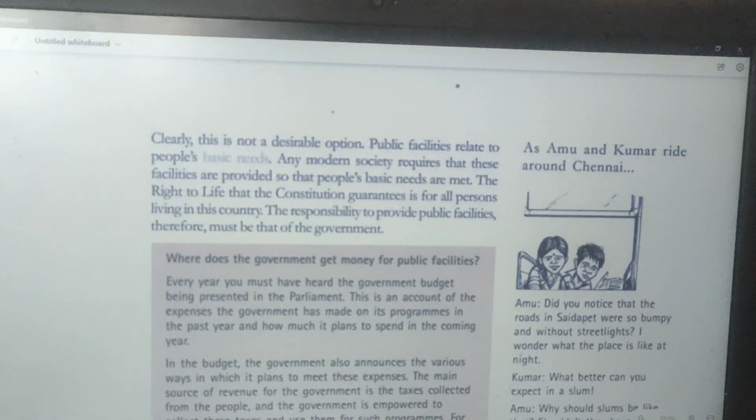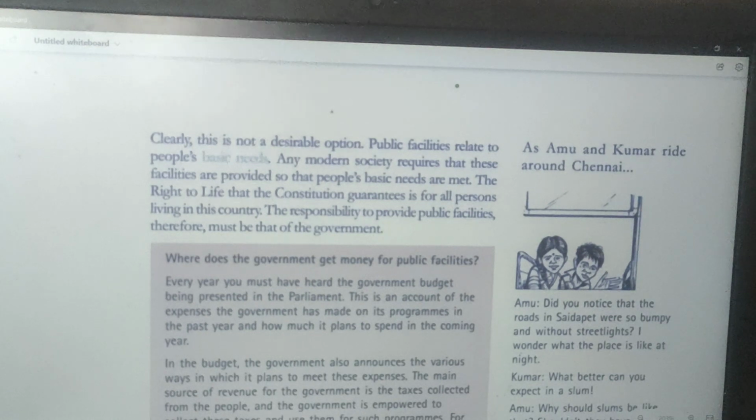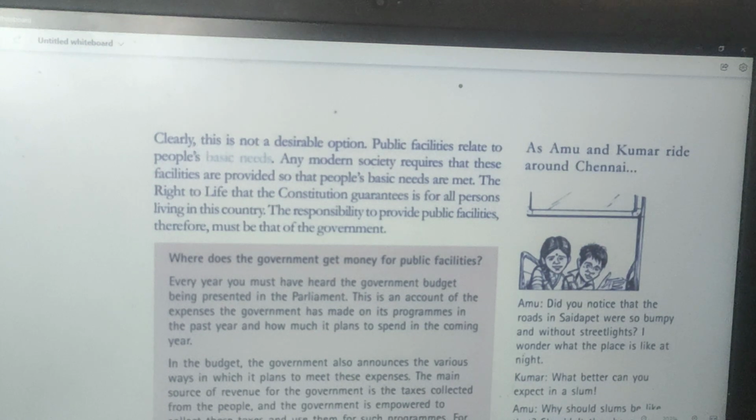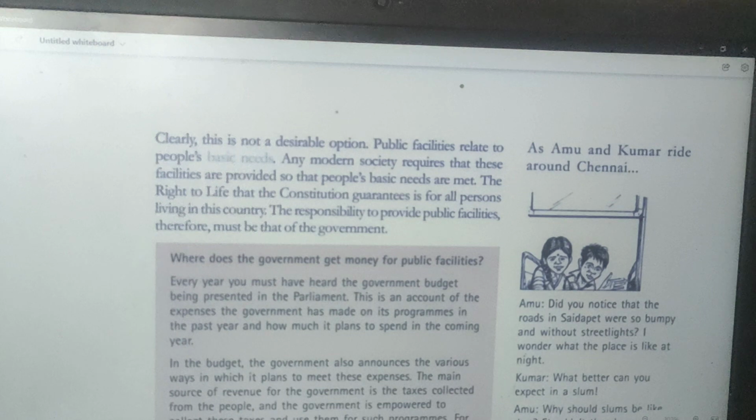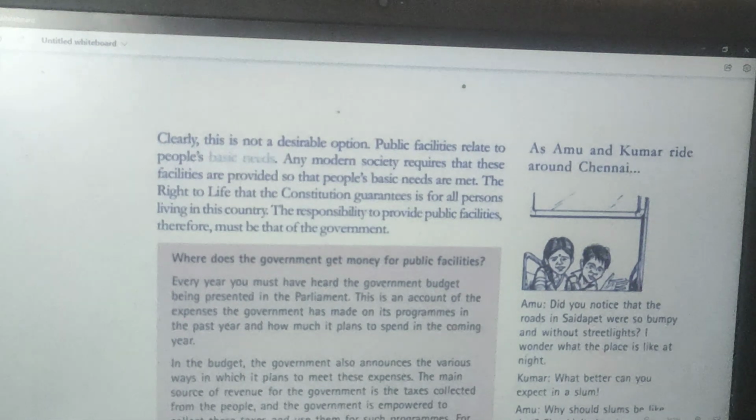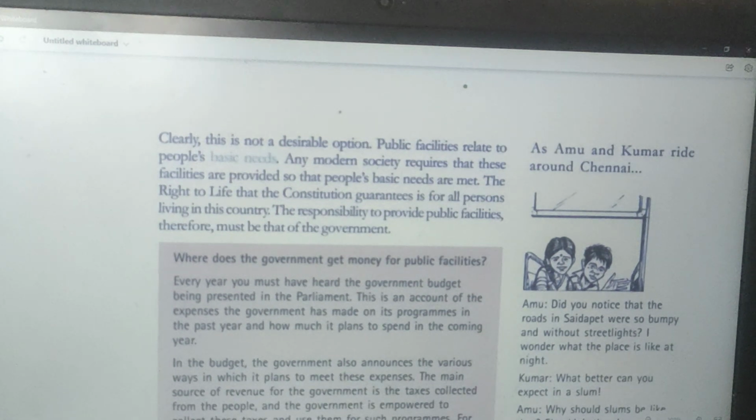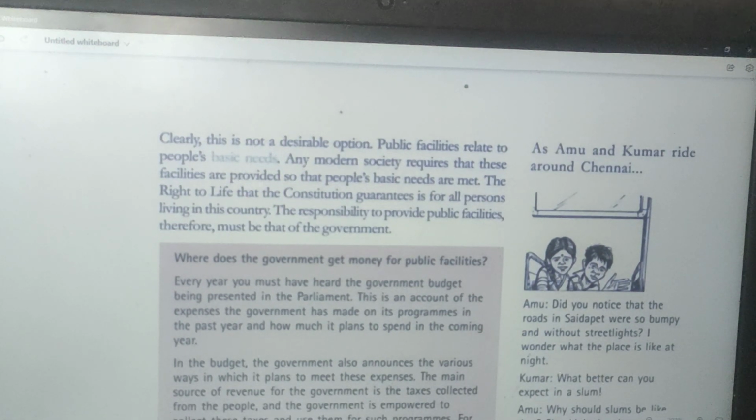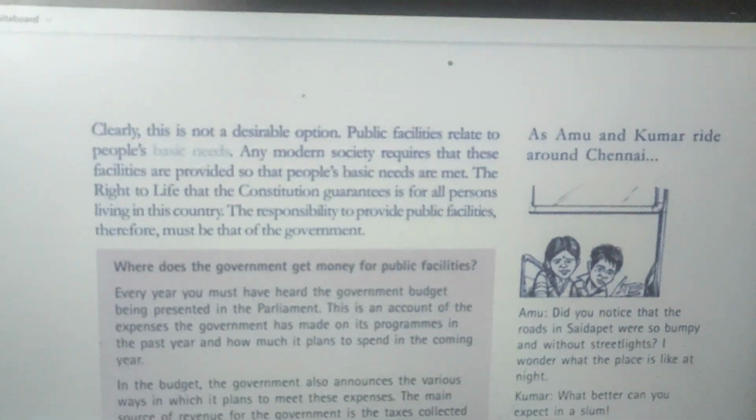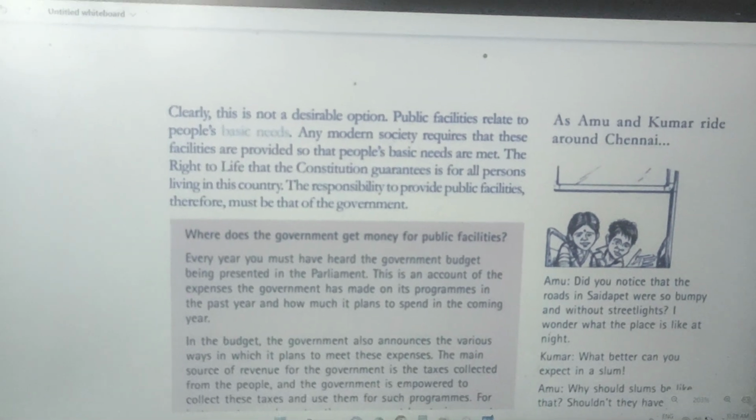So in this paragraph it is written clearly this is not a desirable option because public facilities relate to every person and public facilities are the basic needs of everybody. Now any modern society needs them, and our Constitution has guaranteed that the right to life is a fundamental right for all the persons living in the country. The government's responsibility is to provide us public facilities. Correct?